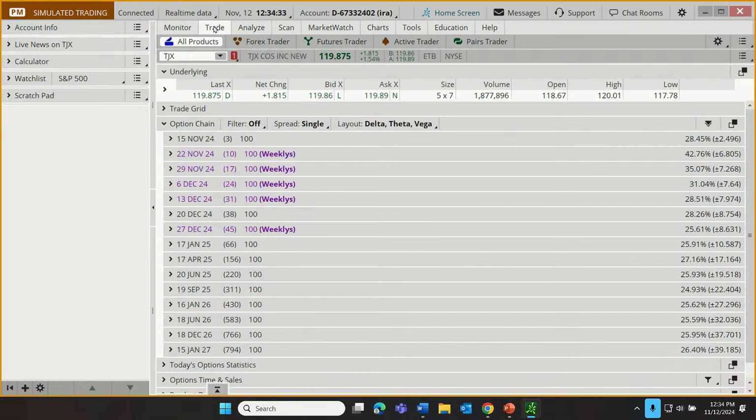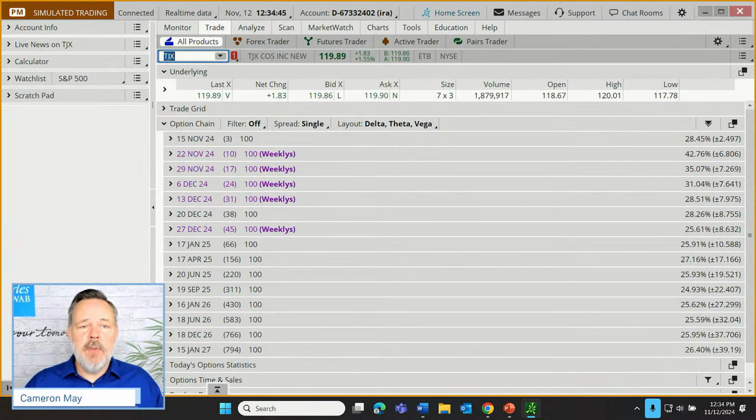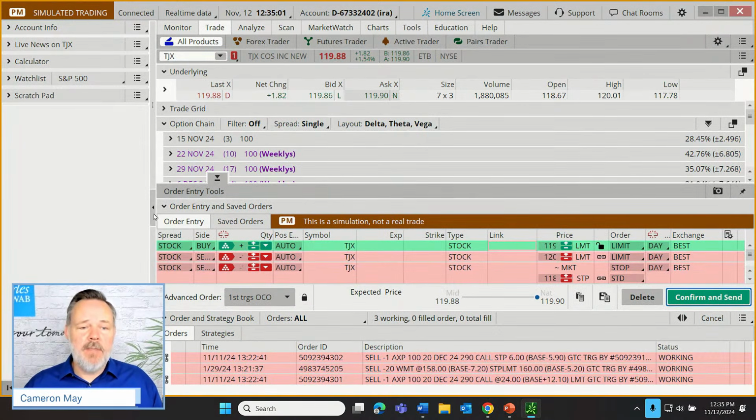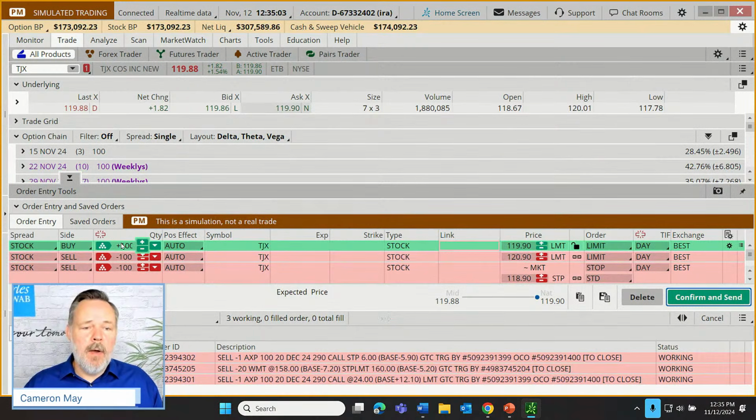We're going to go to the trade tab. And if you've never placed a trade before on Thinkorswim, here's how we might do this to enter an order to buy with 2 sell orders attached. Go to the trade tab, make sure that we're looking at the right symbol here, and then go right to the ask price and right-click directly on that ask price. And we get a pop-up menu. I'm going to choose from that menu Buy Custom with OCO Bracket. Watch what that does as I select that. It creates for us a buy order with 2 sell orders.